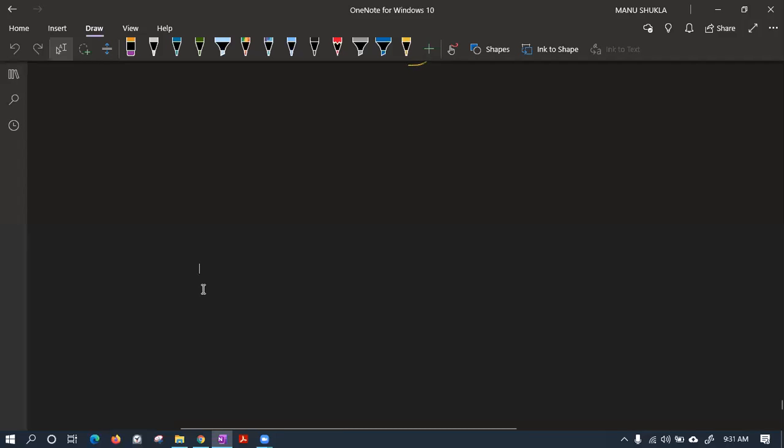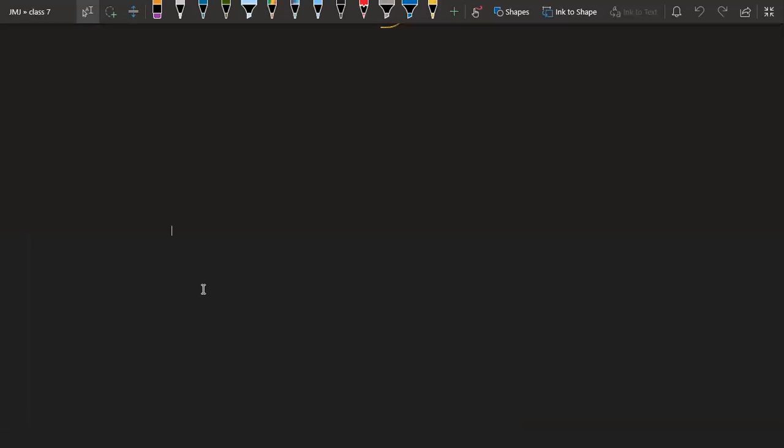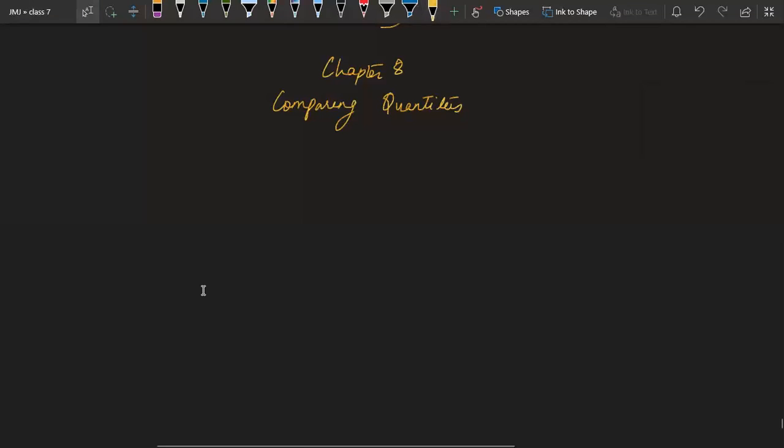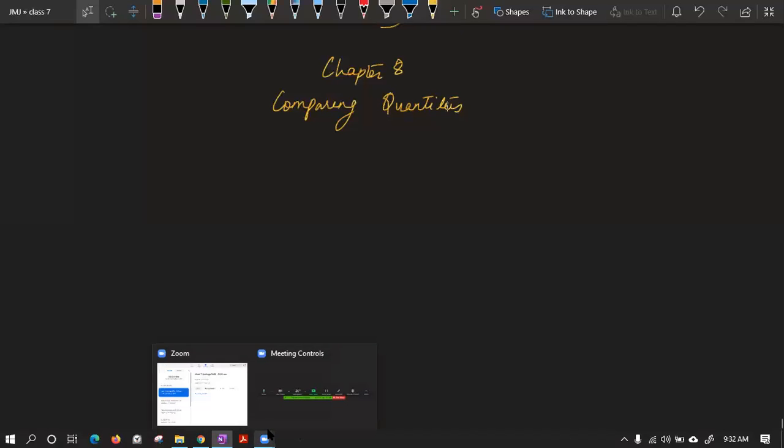Let's start the new chapter, comparing quantities, chapter number 8. So class, in this chapter, comparing quantities, we are going to compare many different quantities.